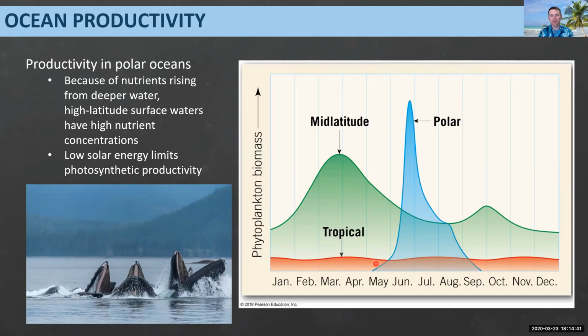However, there's not much sunlight up near the poles during the wintertime, and so not much can grow. Sunlight is the big thing. So they have a lot of nutrients, but not much sunlight. But when the sunlight hits, look at that.